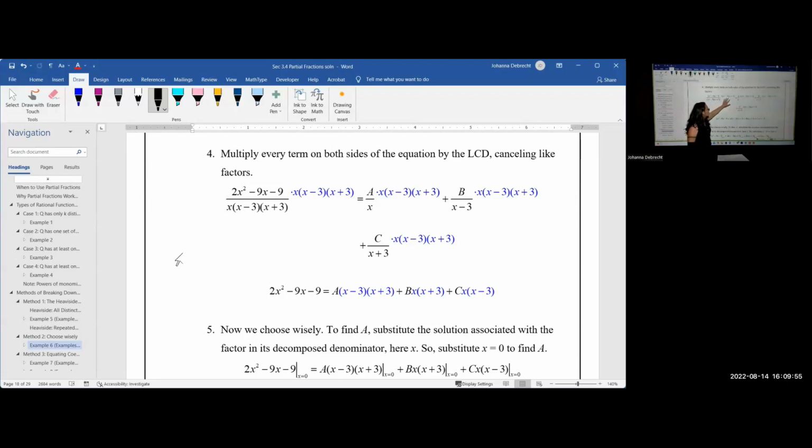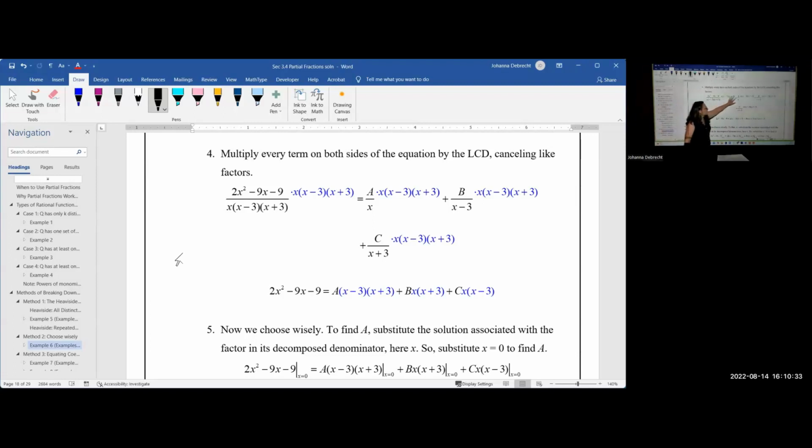So we're going to multiply each term, all three, by the fully factored denominator on the left. Now, by doing this, of course, we're assuming that x is not 0, x is not 3, and x is not negative 3, because if it was, we'd have 0 in the original denominator, which is a no-no. So this is to get rid of the fractions. And when we're done, we have the numerator from the left, and then we have the numerators from the right multiplied by the factors they did not have in the denominator. Now we're going to choose wisely.